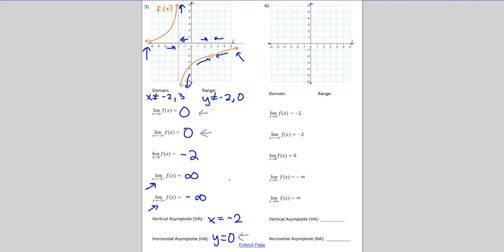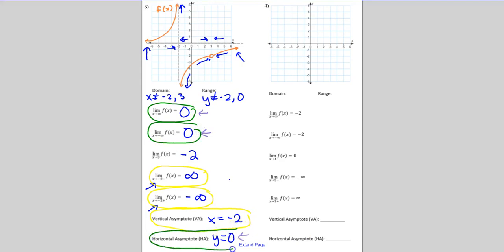And notice what corresponds here. This limit and this limit correspond to the vertical asymptote, whereas this limit and this limit correspond to the horizontal asymptote. Okay, this is a great place to pause the video, and then we'll have part 2, a second video, to start us off with number 4.